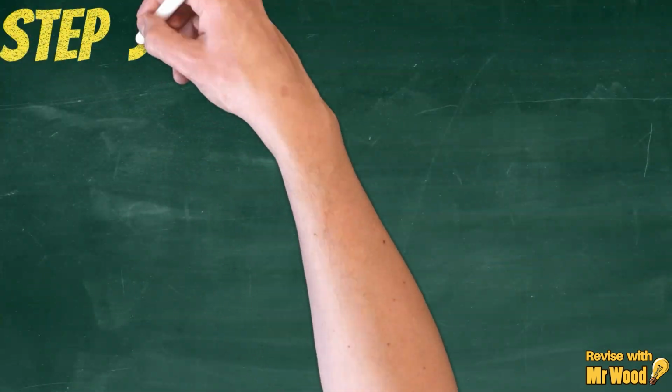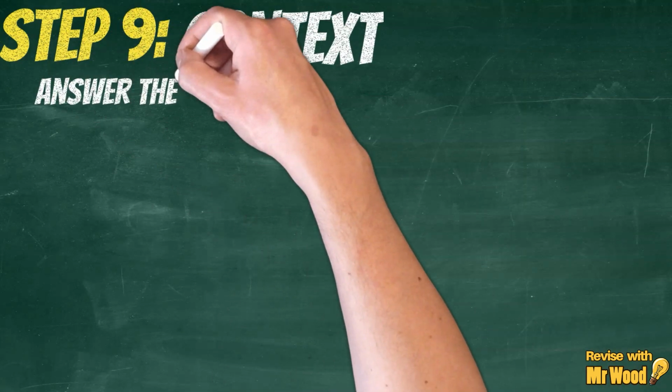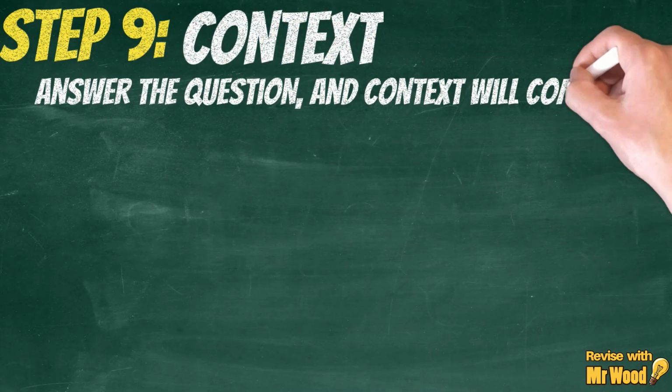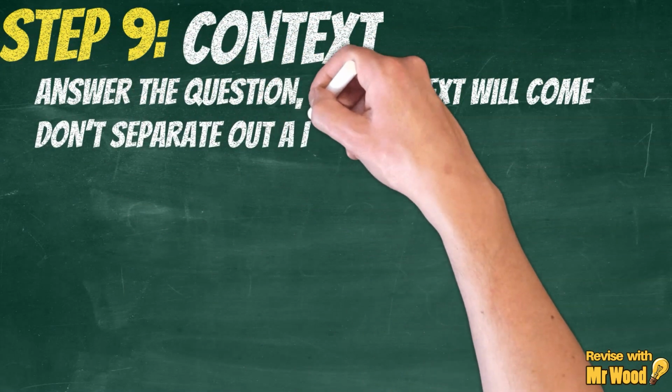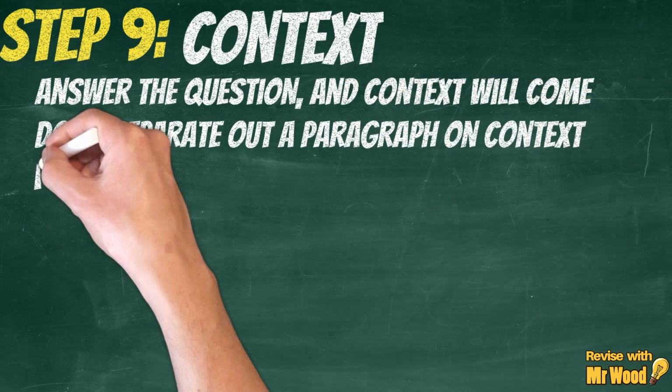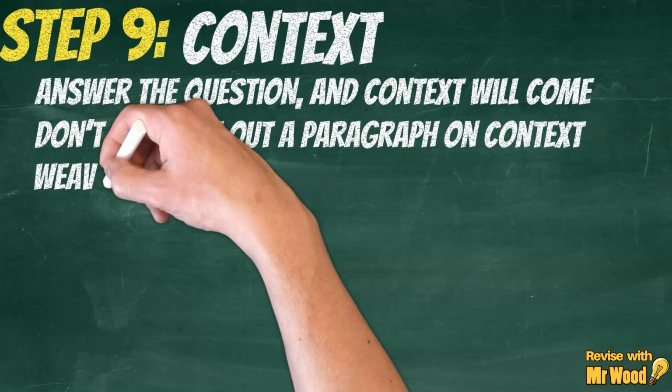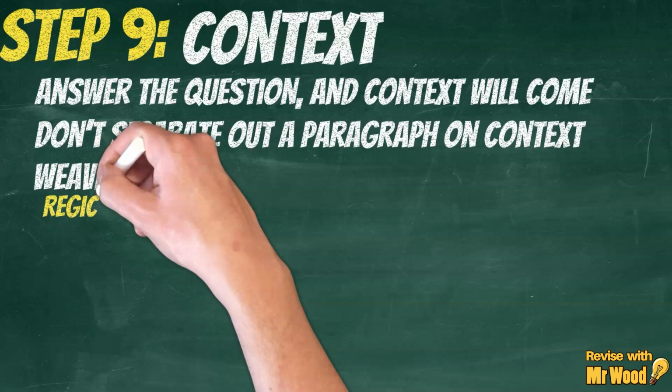Step 9, context. Go for easy context. Answer the question and the big ideas will come with it. Don't separate out a paragraph on context as if it's some sort of history exam. It's not. You can weave ideas into an argument like this.